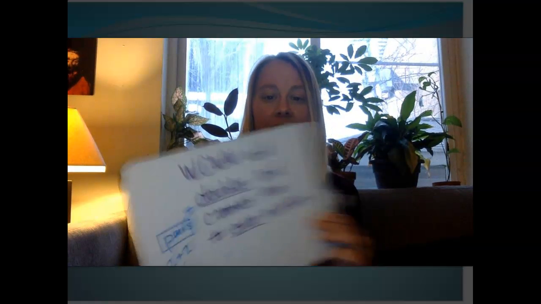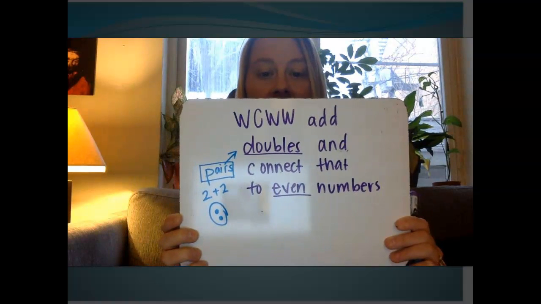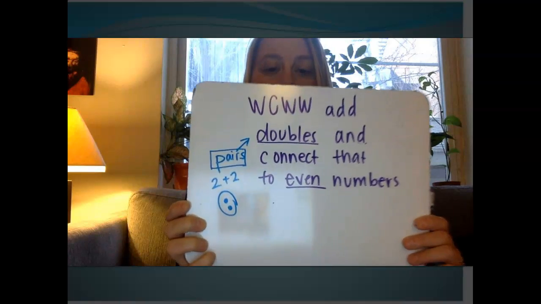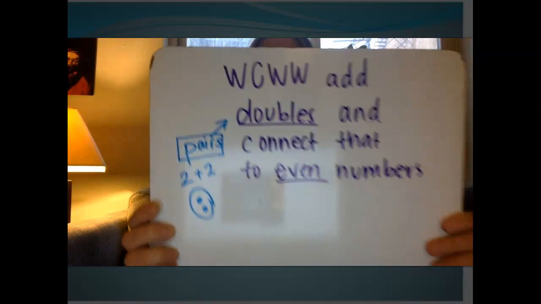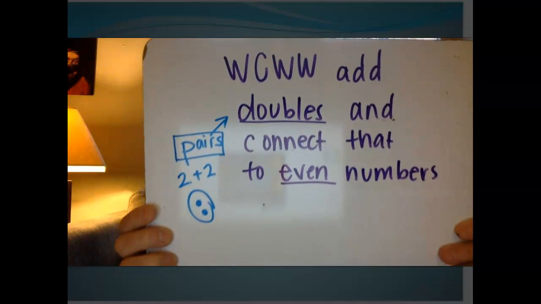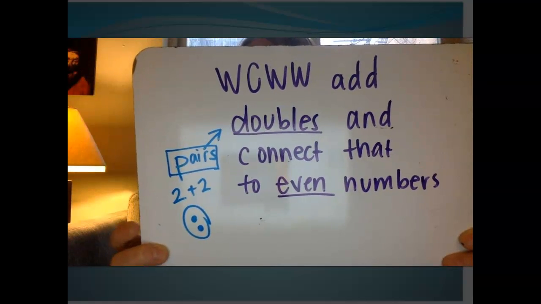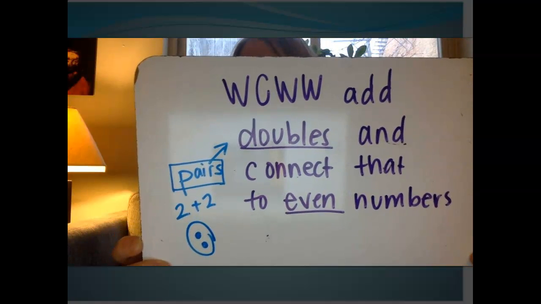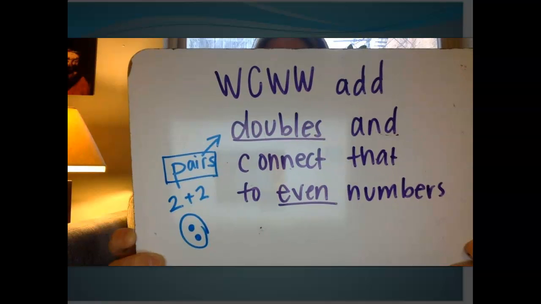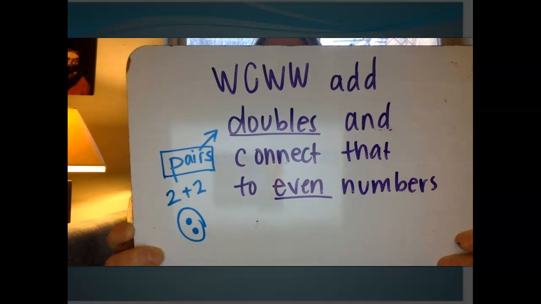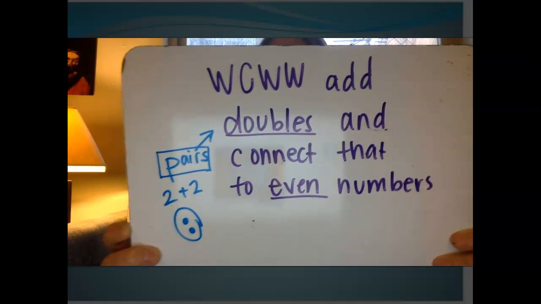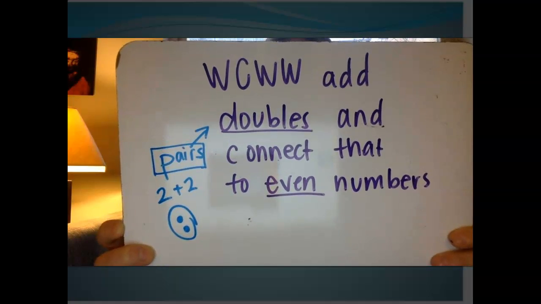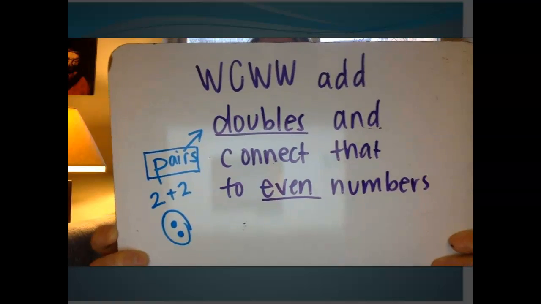All right, I'm going to start with the objective. Our objective today is we can and we will add doubles and connect that to even numbers. So I'm going to talk about that for a second. Make sure you guys can see it. Cool. We're adding doubles, so that's like 1 plus 1, 2 plus 2, 3 plus 3. Doubles is kind of a fancy way of saying pairs, and a pair is just having two of something. And then we're going to talk about how those make even numbers. Even numbers is when you have a pair of something. That's a really easy way to remember it.